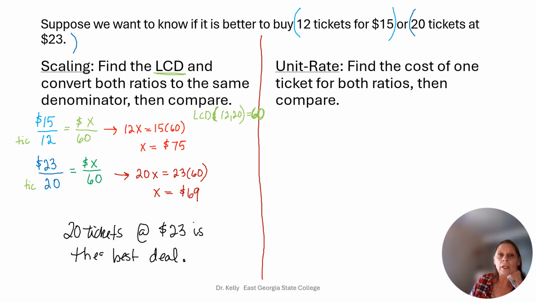Okay, let's look at it using the unit rate idea, because this actually requires us to do a lot of extra work, in my opinion. If we want to look at it in the unit rate, what we do is we find the cost of one ticket for both of the ratios. So again, we'll start off with 15 divided by 12, and I'm just literally going to do the long division here. So 12 goes into 15 one time. 12, subtract 3, bring down the 0, put the decimal point here too.